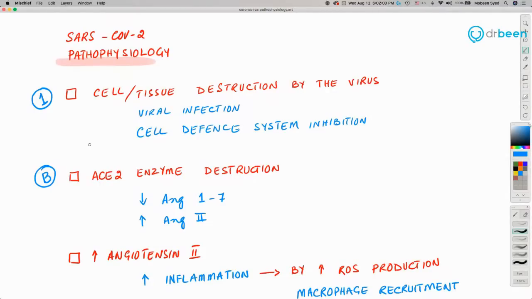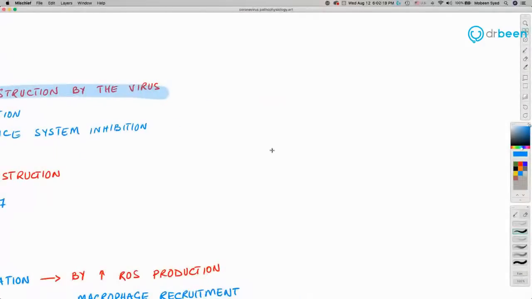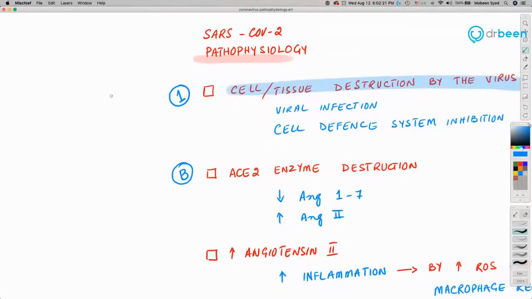So what are the big categories? Number one, the damage because of the SARS-CoV-2 is to the cell or tissue, and that destruction is direct destruction by the virus. And can you tell me, what does that mean? Viral destruction. So if I come in here, let's say this is a cell. In this cell, by binding to ACE2 enzyme, the coronavirus, the SARS-CoV-2, has entered the cell, correct?